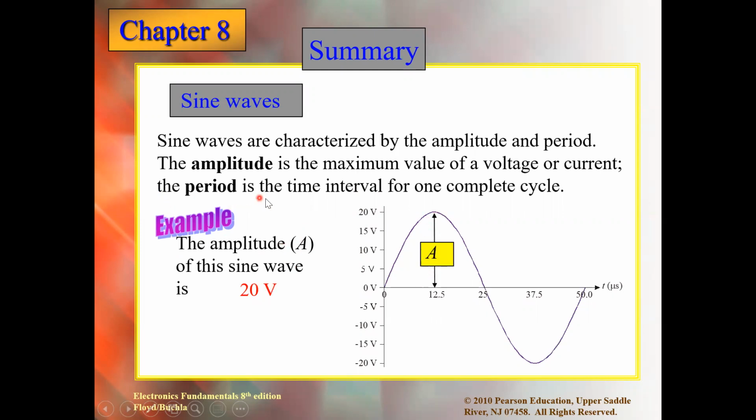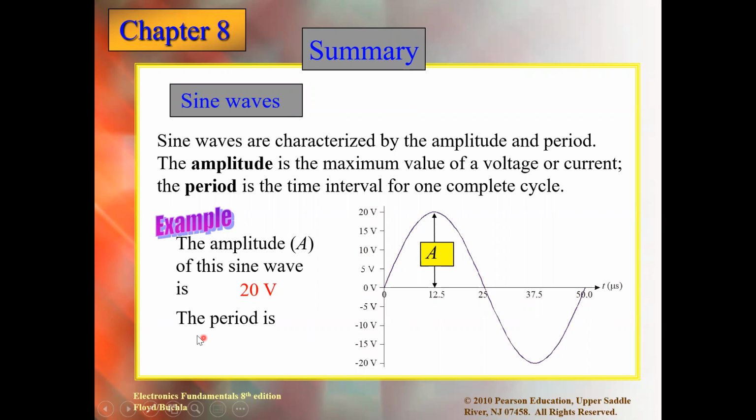Another thing is the period. What is the period? Period is the time interval for one complete cycle. Now you can ask, what is a complete cycle? A complete cycle consists of one positive maxima and one negative maxima. We start from this point and end at the same point. So this is called a complete cycle. The period is the time required to complete a cycle, called the time period. So this is about the amplitude and the period.